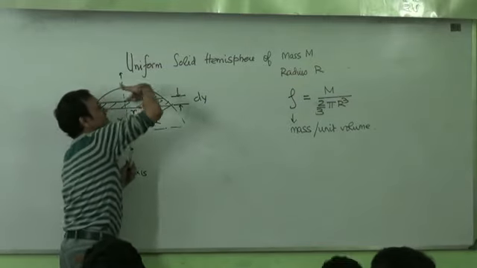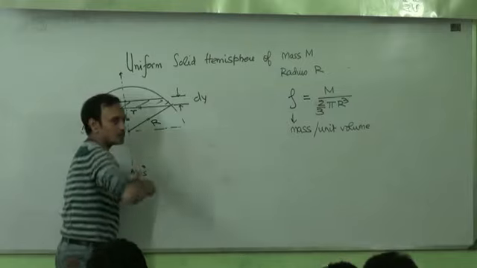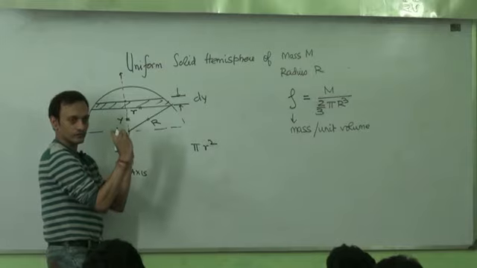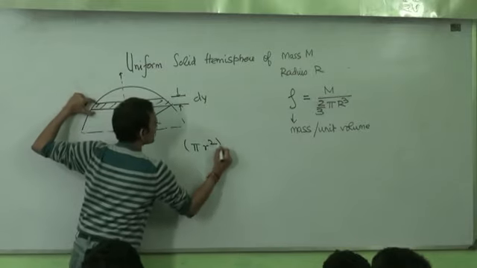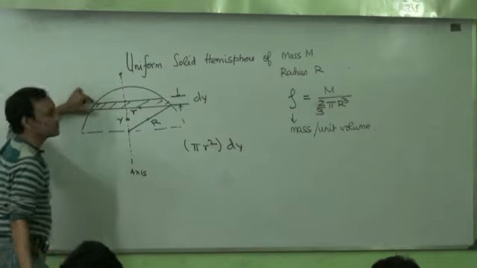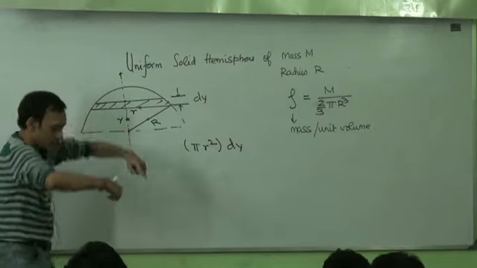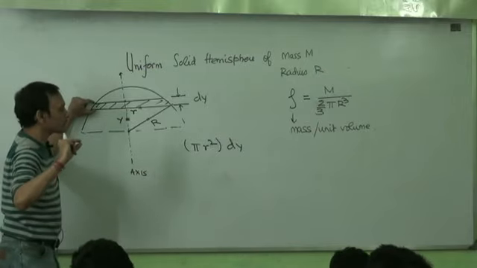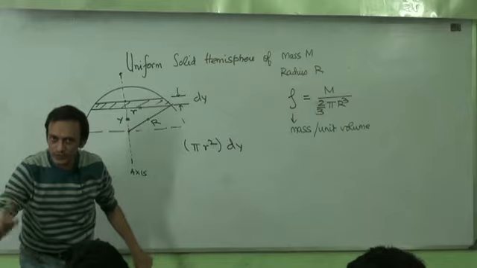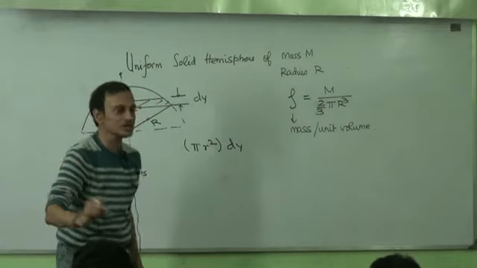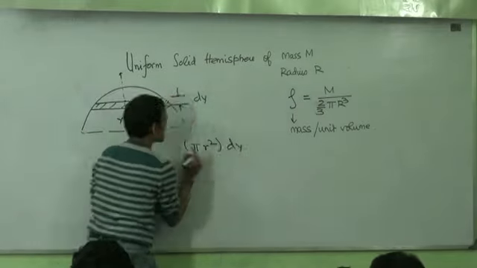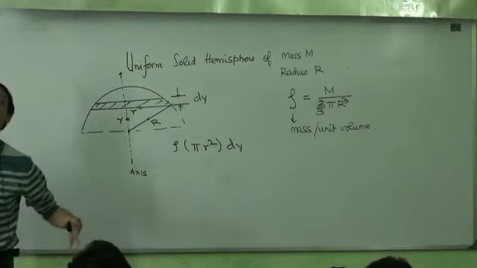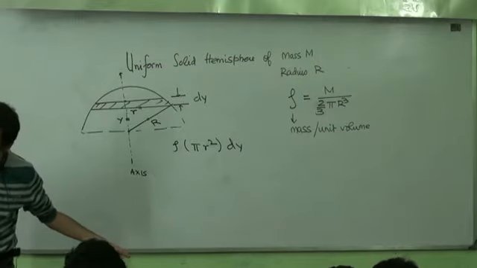What's the area of this disk? Pi into r squared is the area of this disk, right? Into the thickness dy, will it not give me the volume of the disk? The volume of this disk is area, looking from the top we see a circular area which is pi r squared, into the thickness dy. That's going to give me the volume of the sample disk. Volume of the sample disk into the mass per unit volume density is going to give me the mass of the sample disk, the shaded disk.